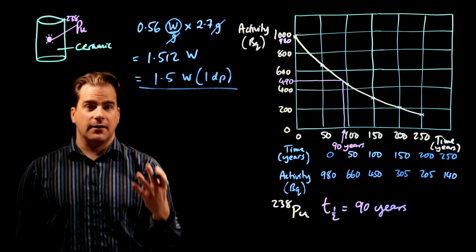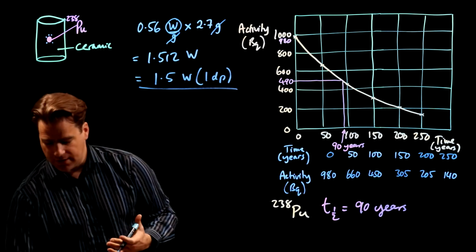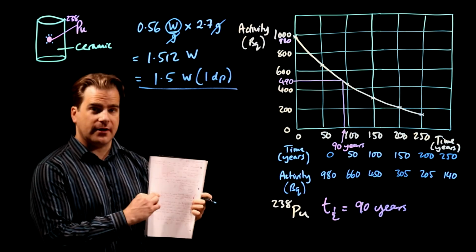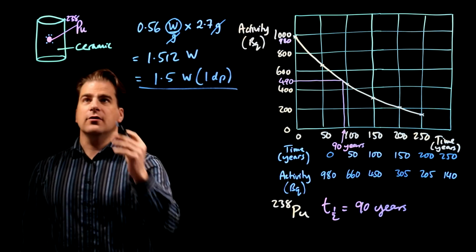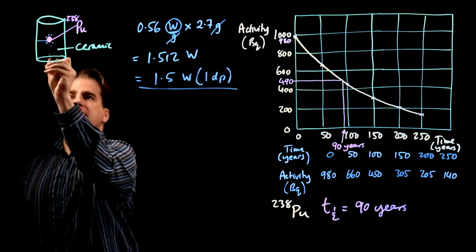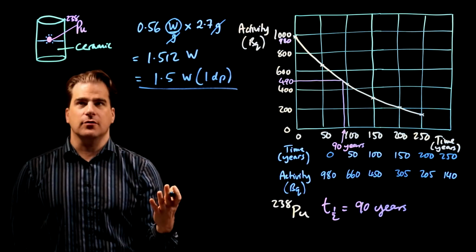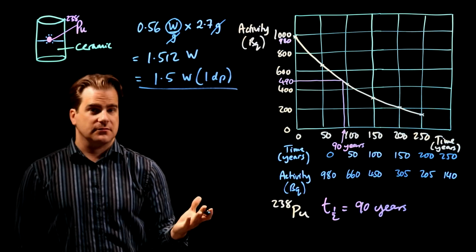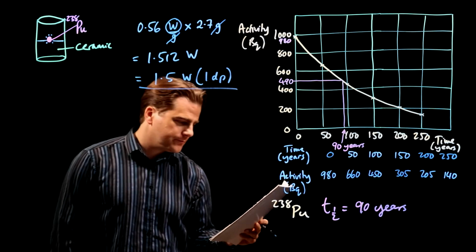The reason is that alpha particles are absorbed by only a single sheet of paper. Alpha particles are not very penetrating. They're easily stopped. Therefore, this whole thickness here of ceramic surrounding the plutonium will easily absorb all the alpha particles before they reach the surface. Okay? Simple.